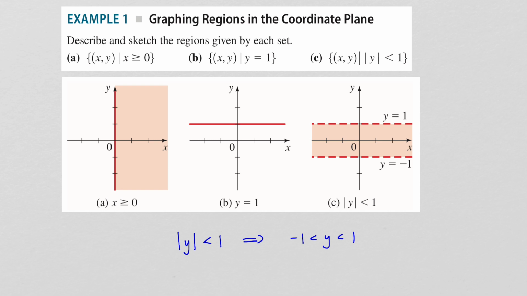Now, an important detail here, notice that the lines themselves are dotted lines or dashed lines. And this is because it's strictly less than. There is no equal to here. So if this had an equal sign below the less than sign, we would have solid lines here, like we had over here.